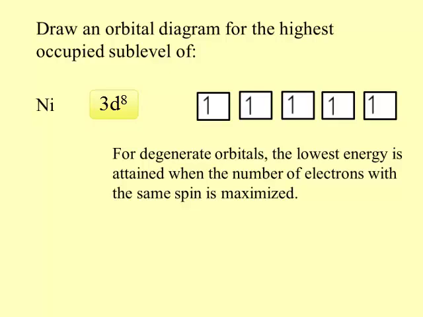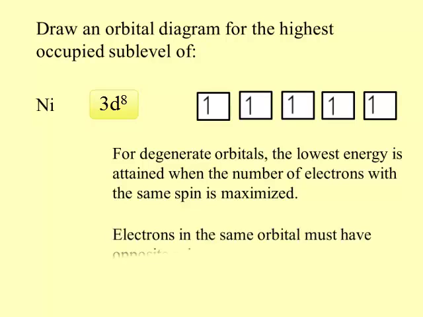When each orbital has 1 electron in it, then you have to show electrons paired. Remember that the previous slide said that electrons in the same orbital must have opposite spins. The second electron in each box must be drawn oppositely.